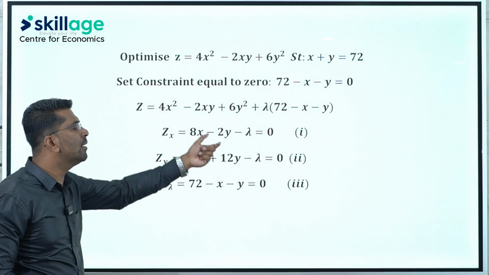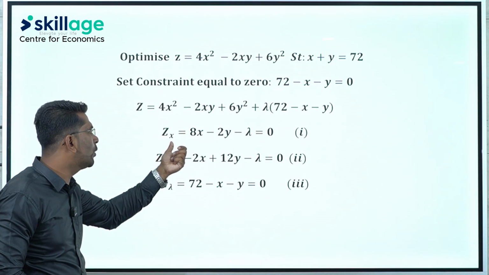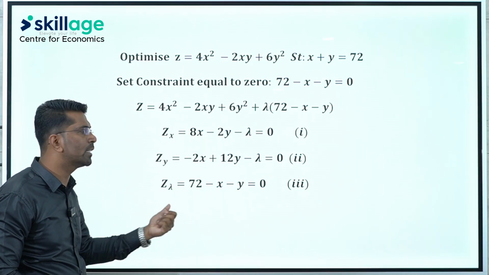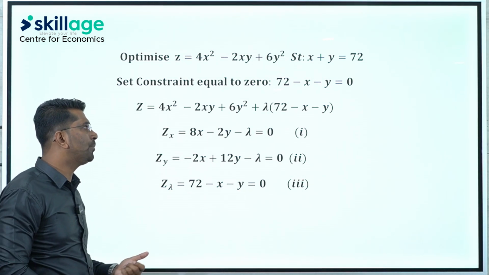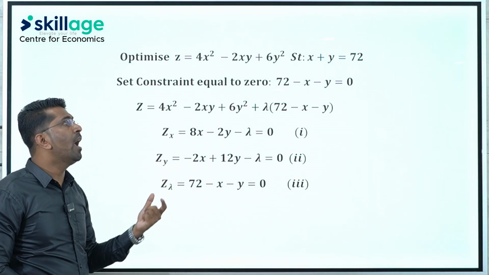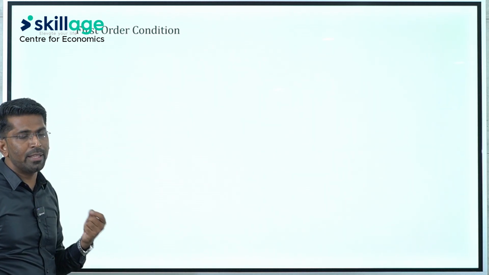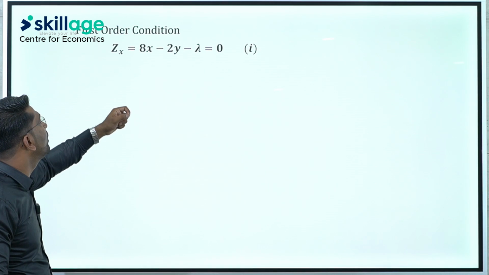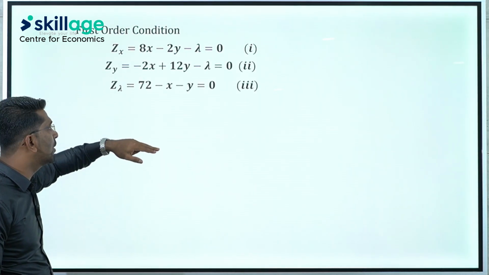See, we have three equations with respect to partial derivatives. These are the partial derivatives with respect to x, with respect to y, and with respect to lambda. This is the first order condition. After that, we are going to find the critical values. See, the first order condition and the three partial derivatives are given here.